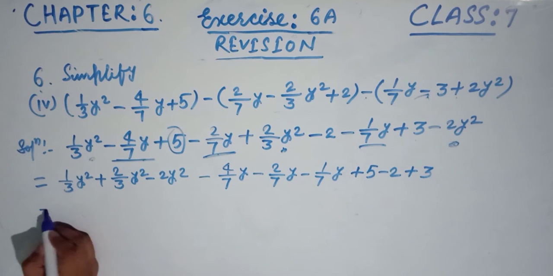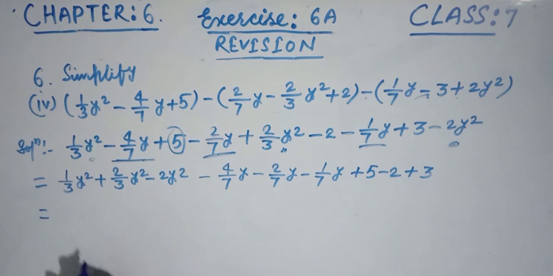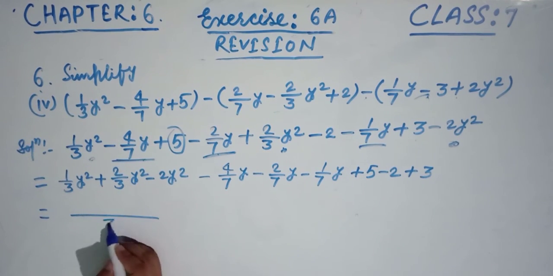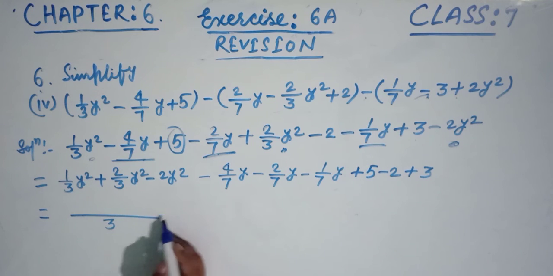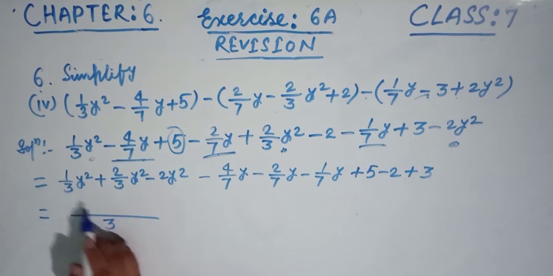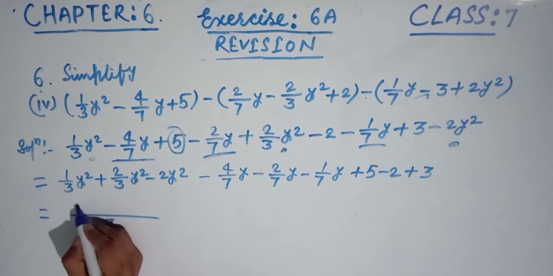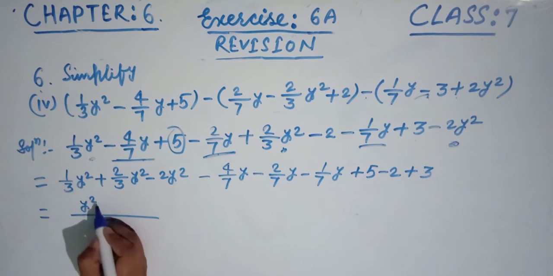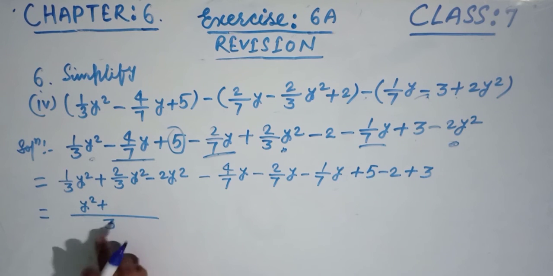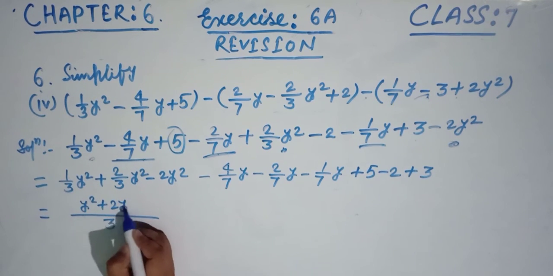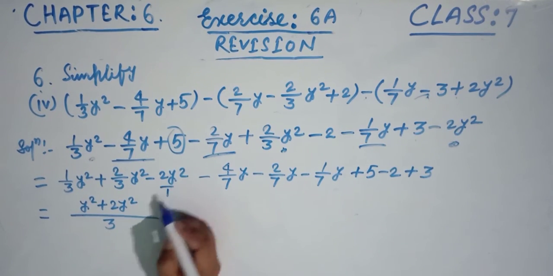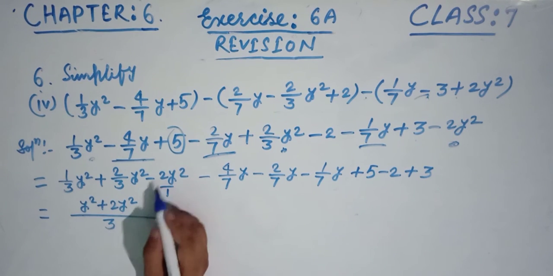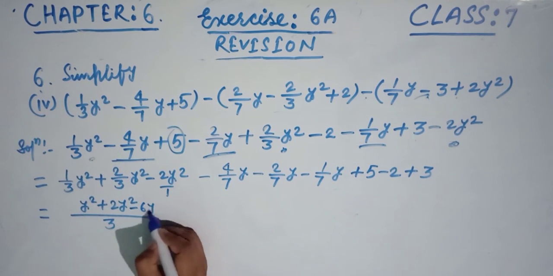Now see friends, similarly solve. 3 is the LCM, so the 3 will get cancelled. We can write the y square outside or here together, it does not matter. So 3 will get cancelled: 1 multiply 1, this is 1 into y square, plus 3 divided by 3, 1 multiply by 2, this is 2y square. Here the 1 is hidden: 3 divided by 1, 3 multiply by 2, minus 6y square.